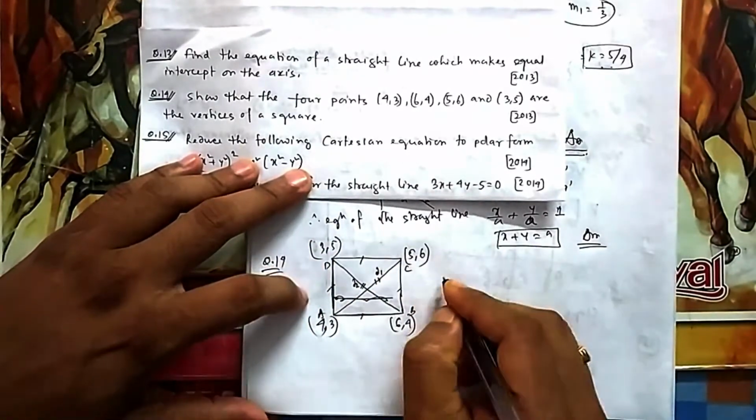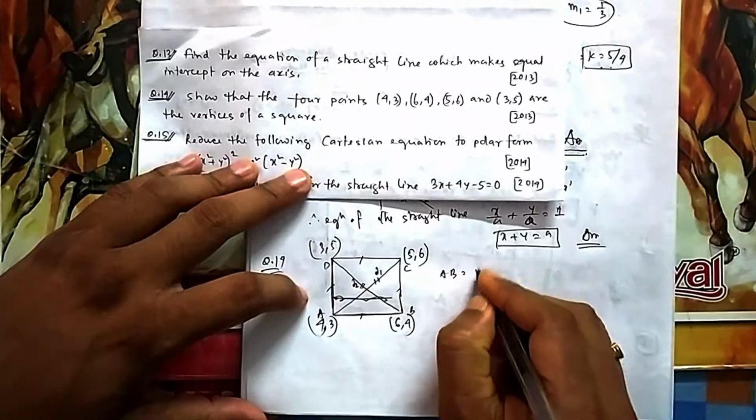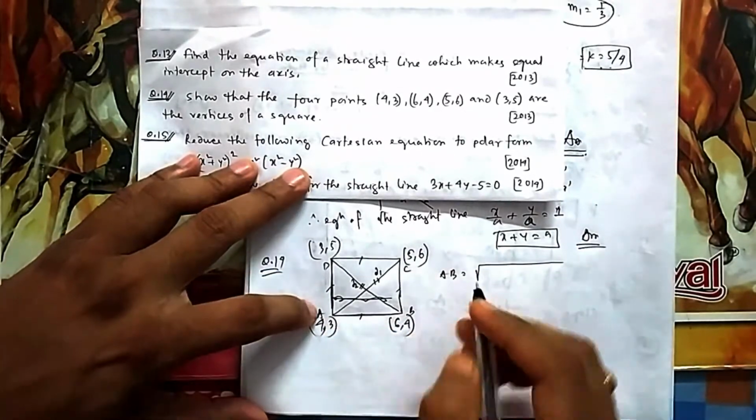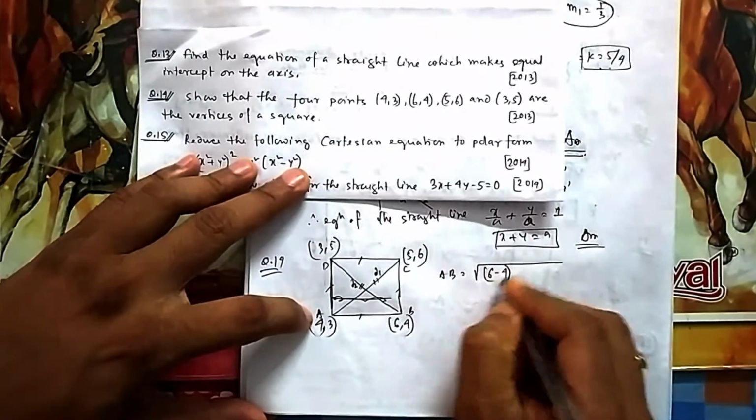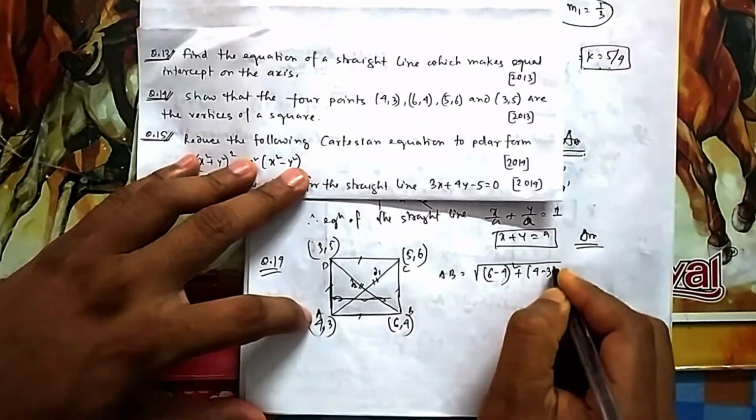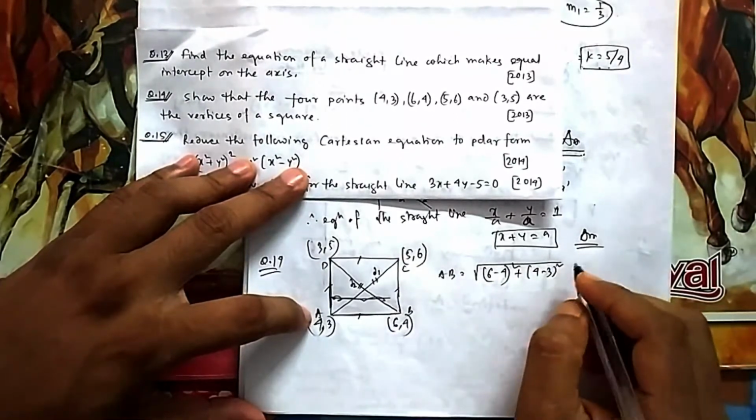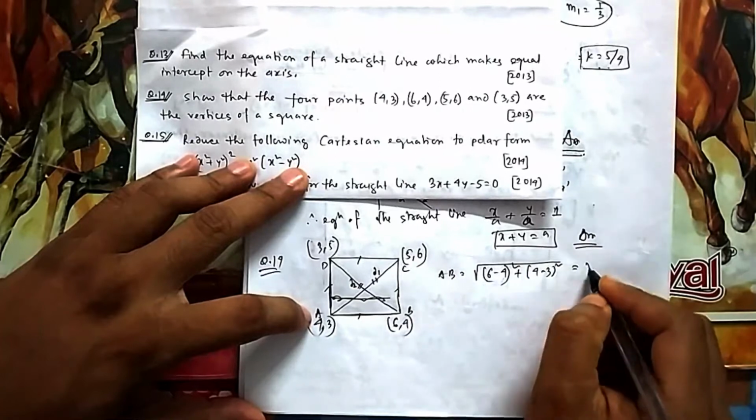So let me find the distance. Suppose I need to find AB. What is the distance formula? x2 minus x1 whole square plus y2 minus y1 whole square. So 6 minus 4 whole square plus 4 minus 3 whole square. If you do it, it will be 4 plus 1, root 5.